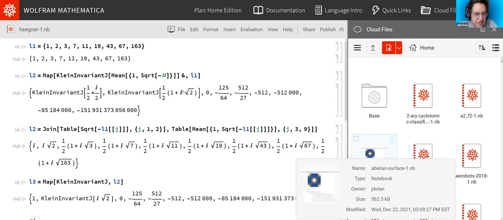Why does it start by saying Klein invariant 1 plus i over 2? Well, it's because the first two Heegner numbers are peculiar. It's the ones beyond that are all equal to 3 mod 4. So for the first one, I took the mean of one and the square root of negative the Heegner number, because you've got a diamond shaped parallelogram.